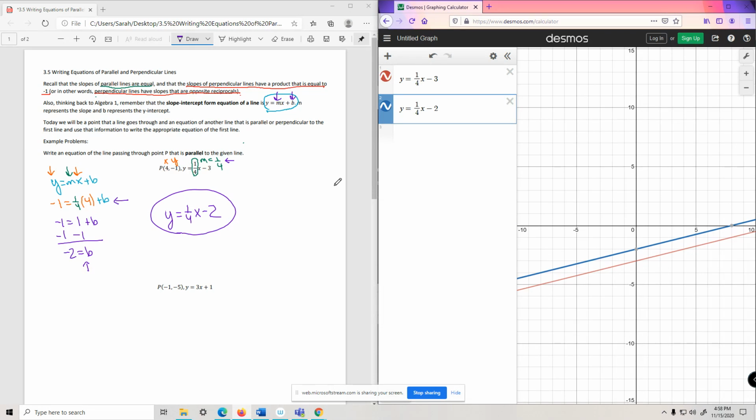If we want to check out that point (4, -1), you can also type that in and graph it. And look, it's on that blue line, which is the purple one that we just wrote. So everything checks out.